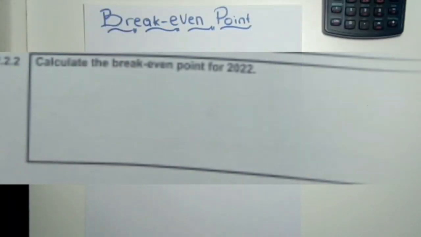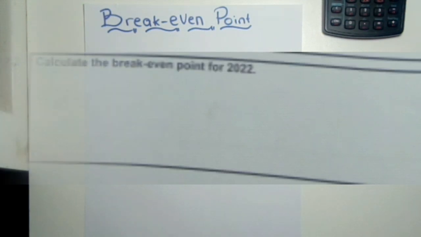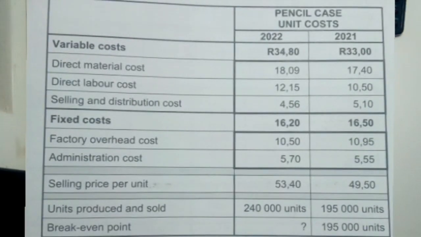2.2 wants you to calculate the break-even point using the information on 2.2 in information 8. This one is a different company. It's a Lexus manufacturer, and they produce pencil cases. So they have given you information A of their variable cost, their fixed cost, their selling price, the number of units they produced and sold, and even the break-even point for the previous year. We have to calculate the one for this current year, hence it is a question mark.